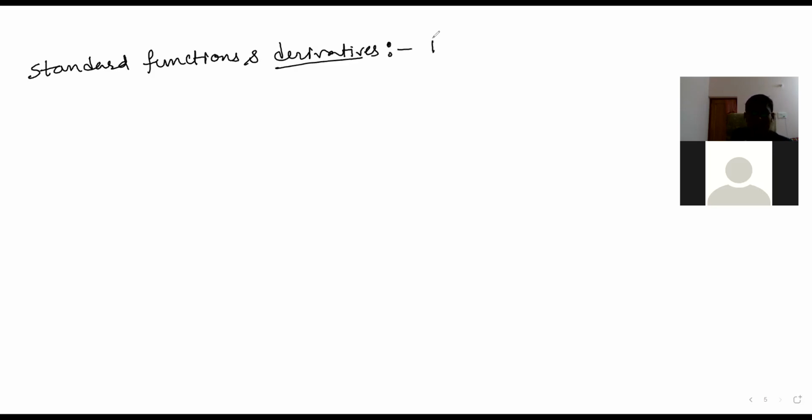Right. So now we have some standard derivatives we need to know: standard functions and their derivatives. Number one, f of x equals x to the power of n. What is the derivative of this? f dash of x is? What is the derivative of x to the power of n?